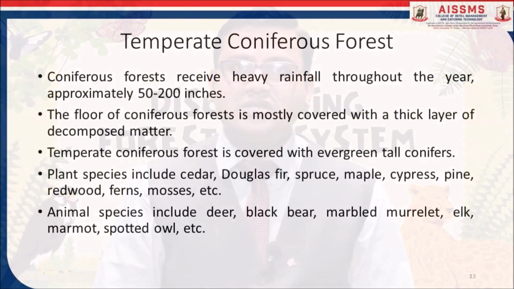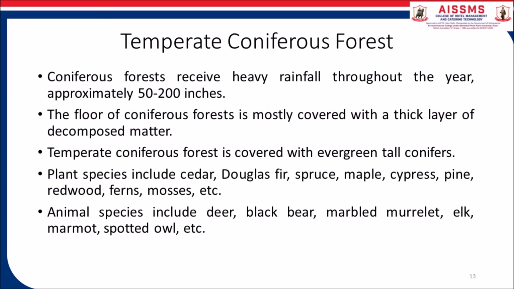Second will be temperate coniferous forest. The temperate coniferous forest ecosystem is usually found in coastal areas. Coniferous forest receives heavy rainfall throughout the year, approximately 50 to 200 inches. The floor of coniferous forest is mostly covered with a thick layer of decomposed matter. Temperate coniferous forest is covered with evergreen tall conifers.